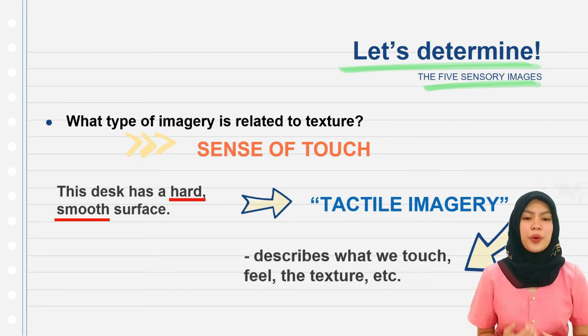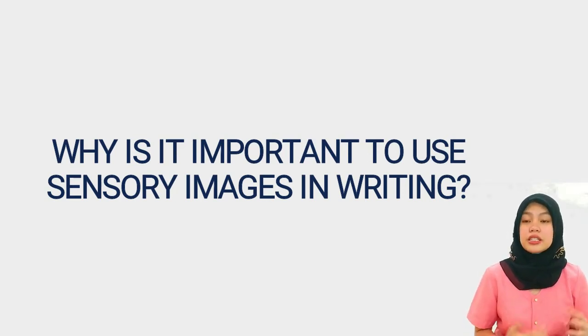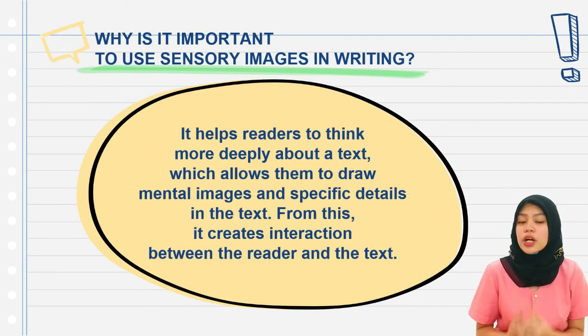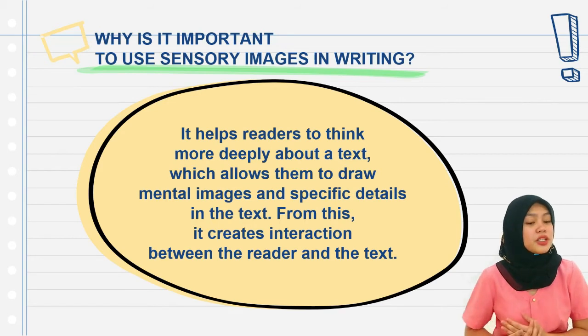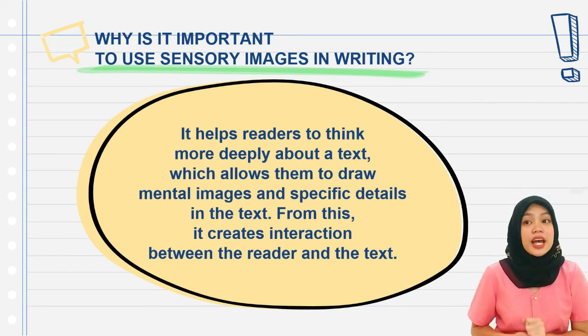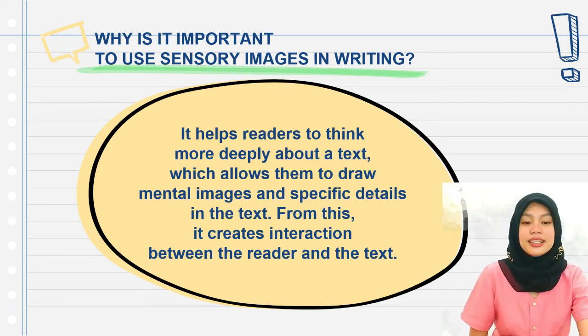Now, do you think it is important for us to use sensory images in writing? Yes, very good. So it helps us imagine what we are reading in a certain literary text. So again, class, it helps readers to think more deeply about the text, which allows us to draw mental images and follow specific details in the text. And from this, it creates interaction between the reader and the text.